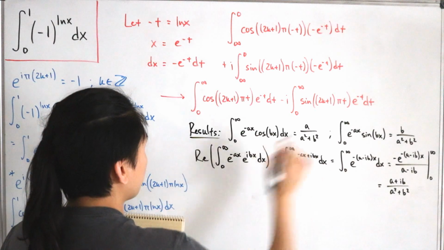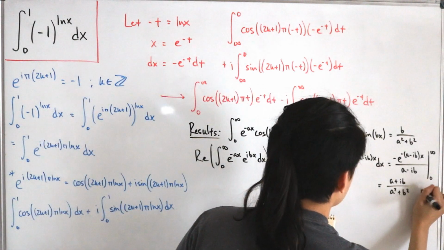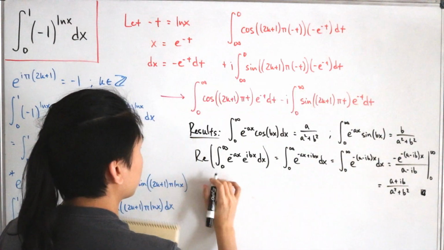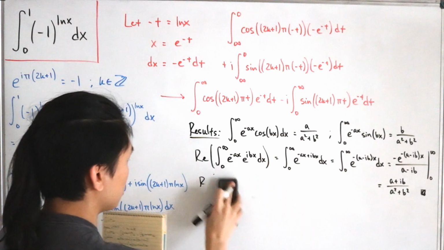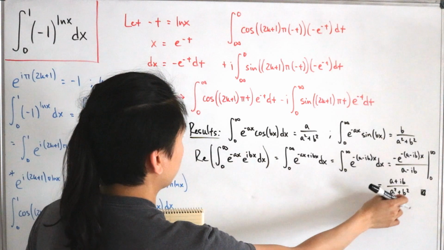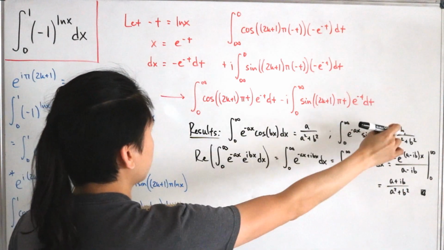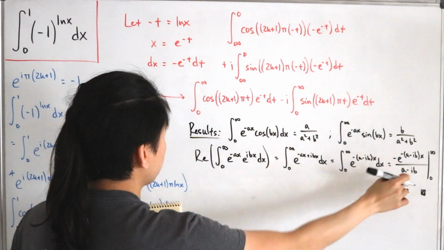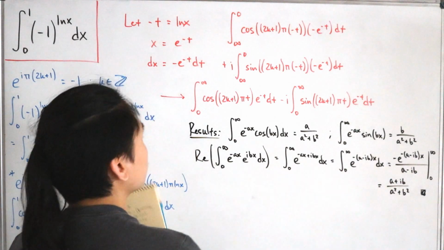And so this completes everything. I don't really need to say more, you know where I'm coming from. The real part is associated with a divided by a squared plus b squared. We take the imaginary part, associated with sine, and that's going to be b divided by a squared plus b squared. So that completes all that.